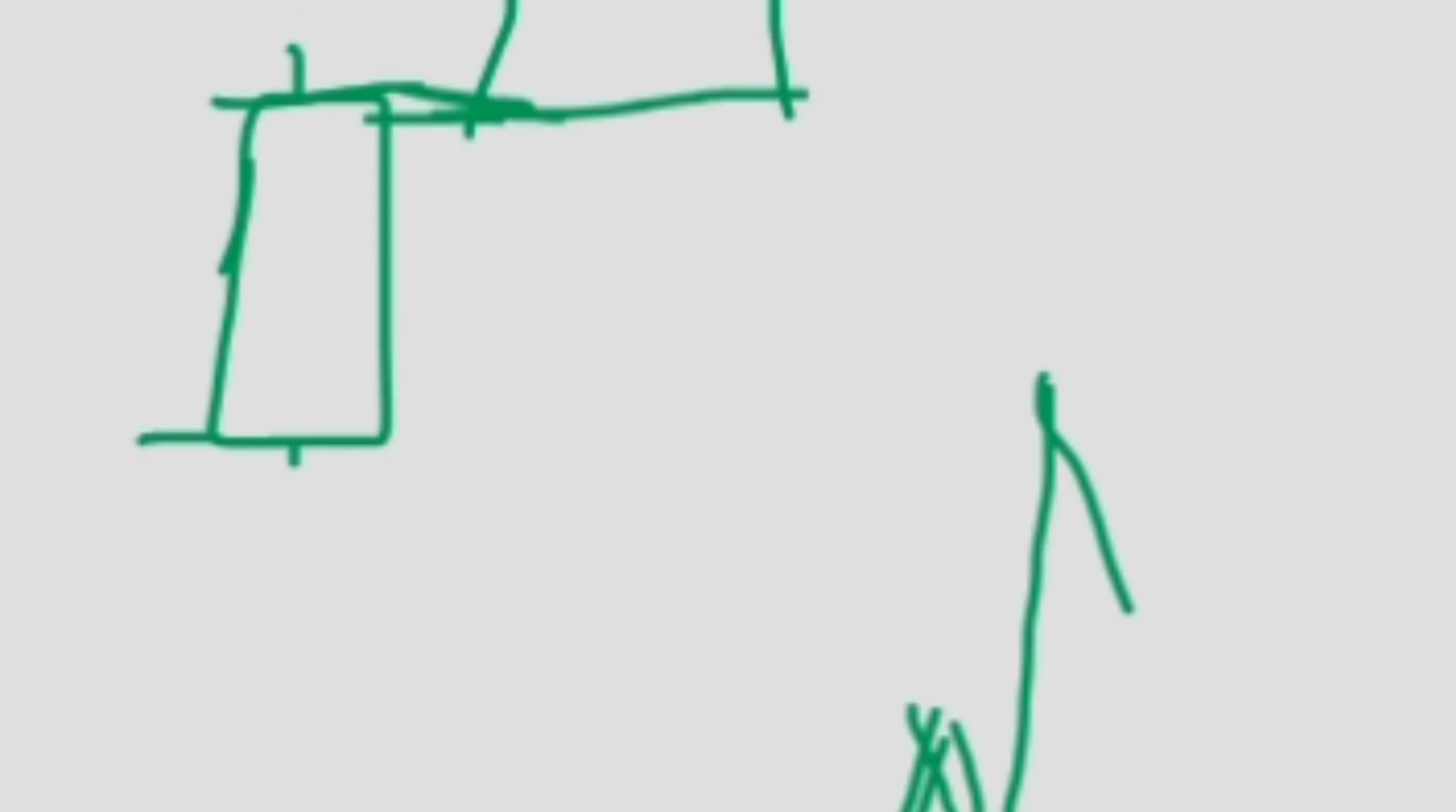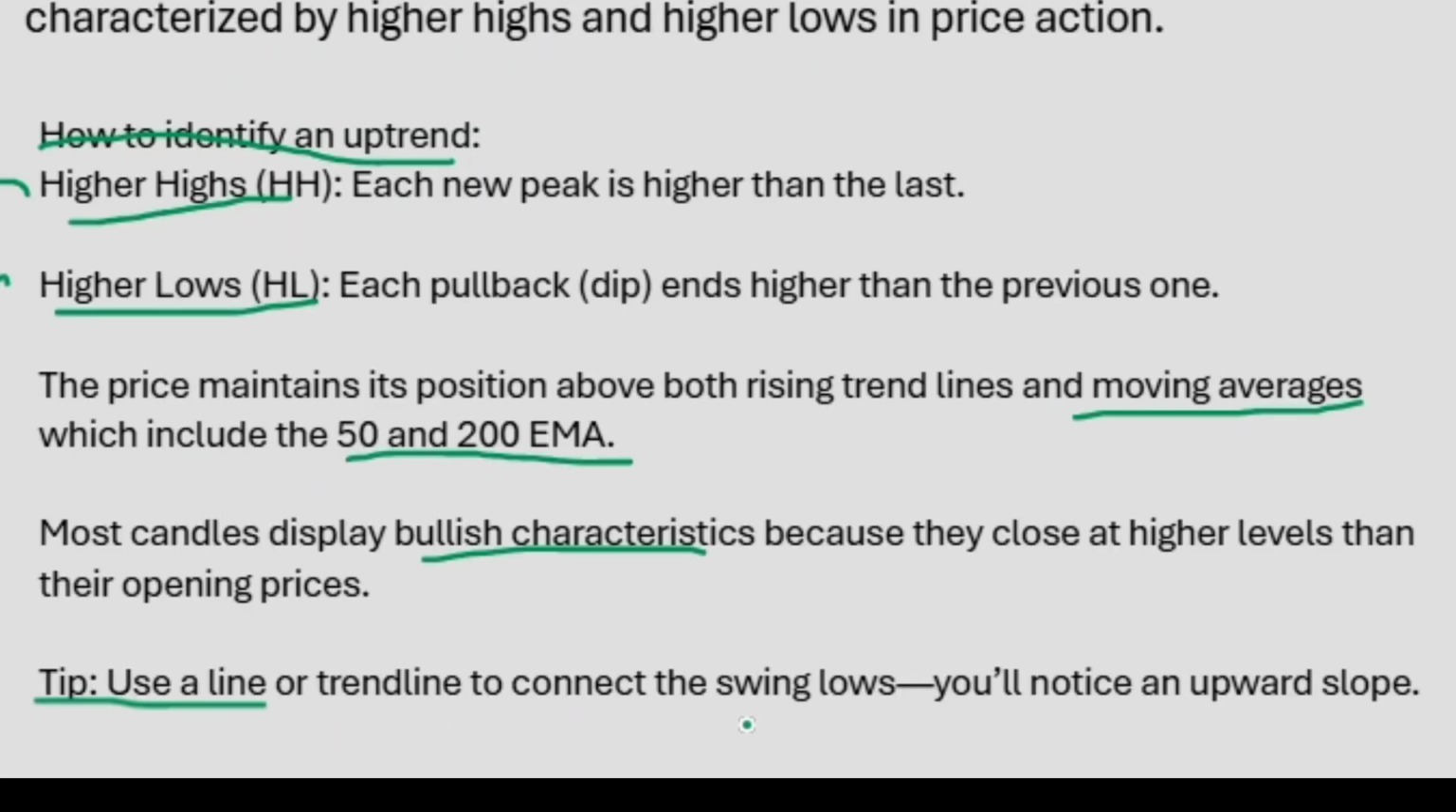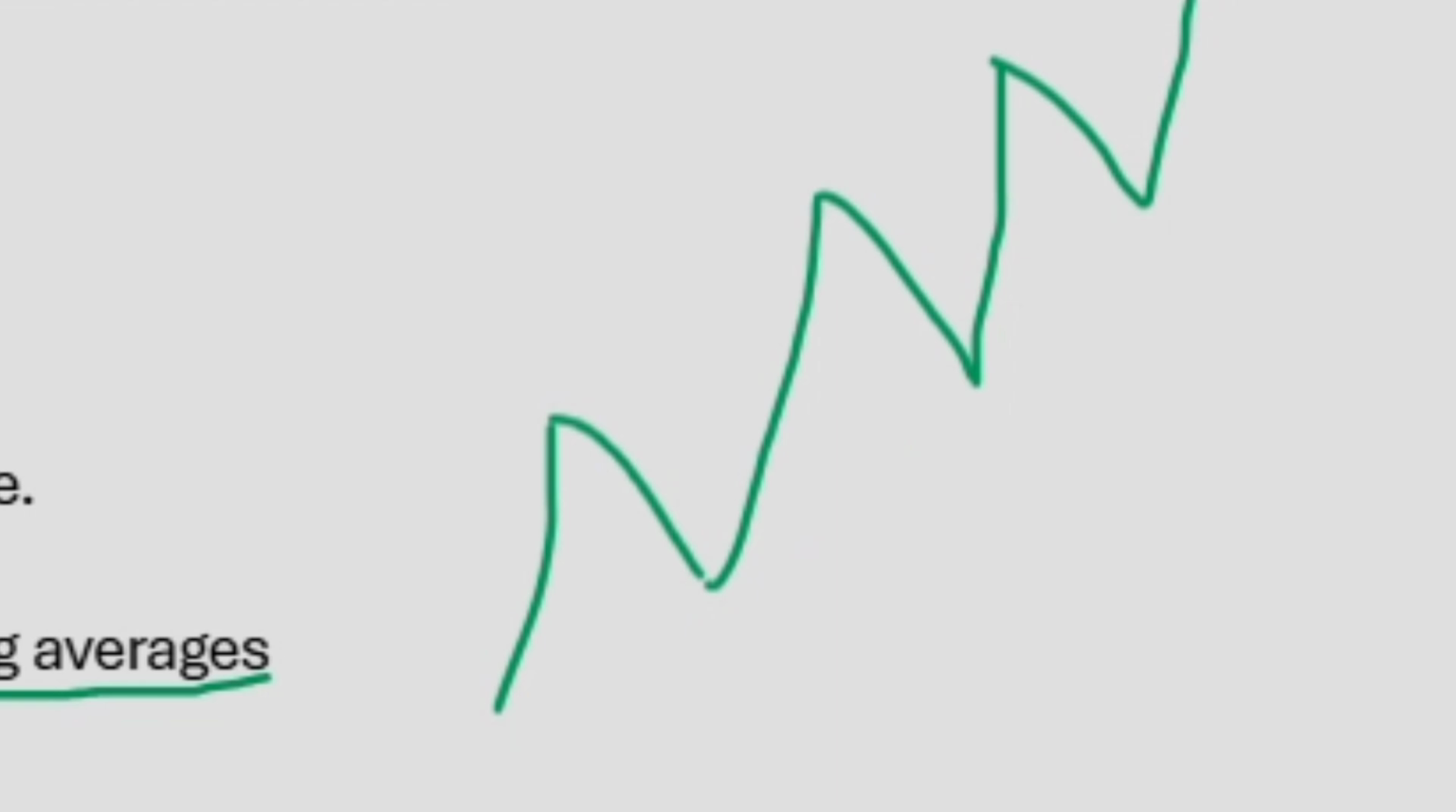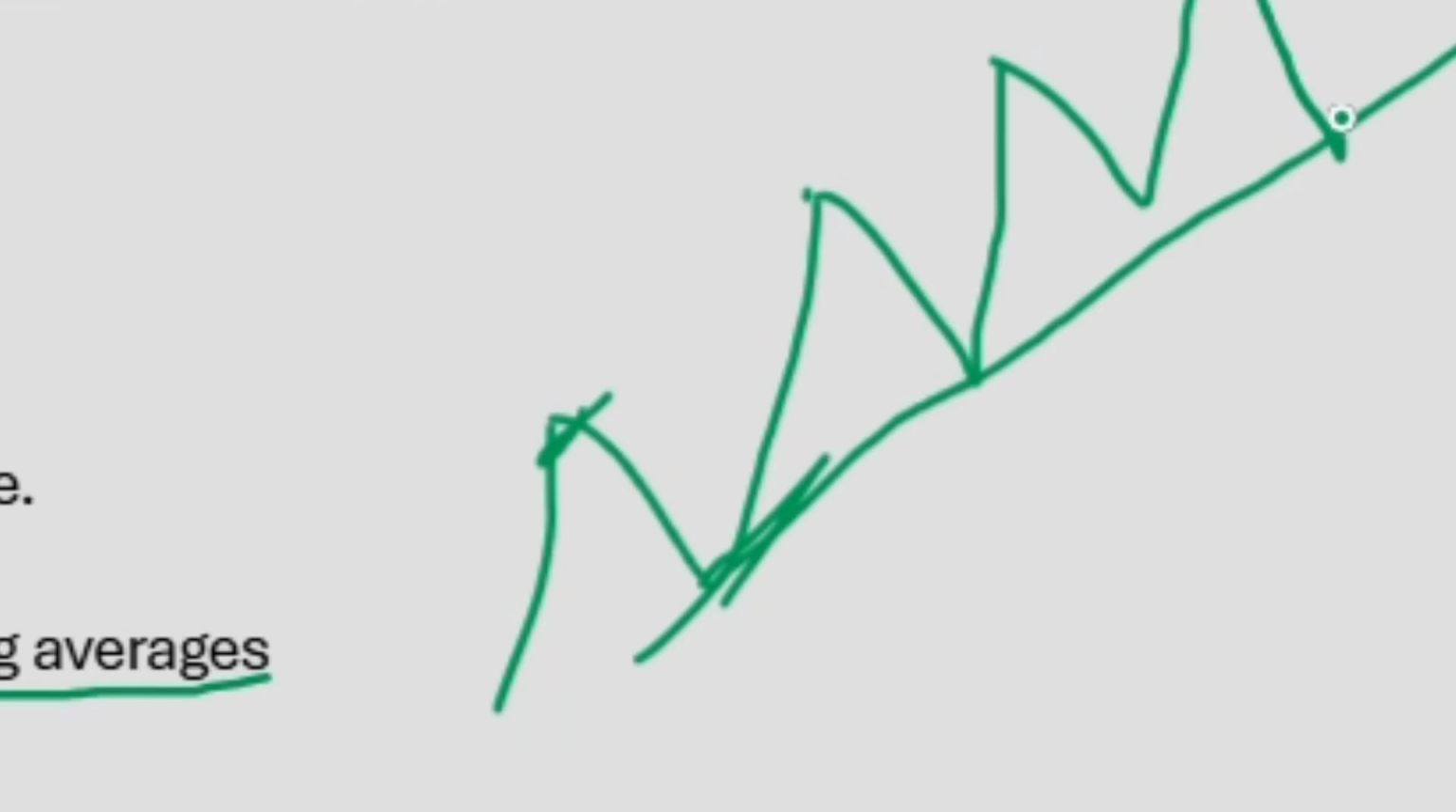Okay. And a tip: use a line or trend line to connect the swing lows. You will notice an upward slope. Example like this: higher high, higher low, higher high, higher low, higher high. You can use a trend line. A trend line is a line which is found on TradingView. I will show you at the end of the topic. Connect these swing lows. Remember, when we talk about swing highs, these are the swing highs, and these are the swing lows. Price might come and touch the swing low before going up again and again. Now let us look at the second one, how to identify a downtrend.